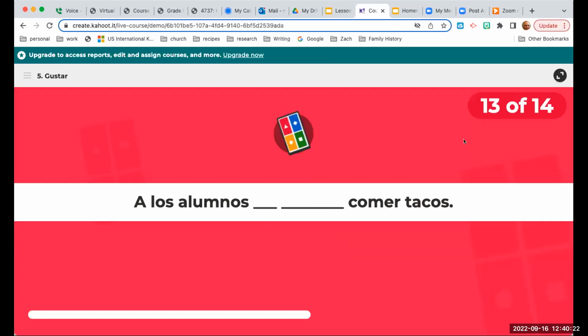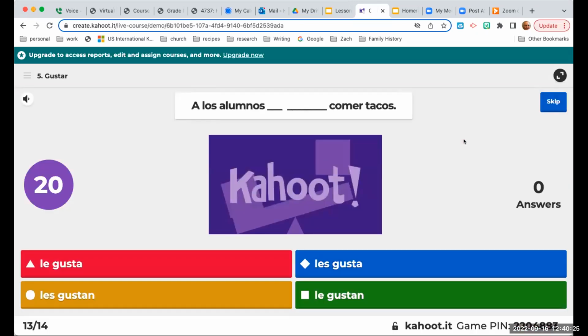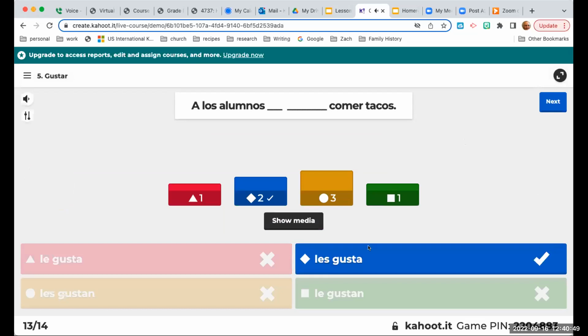A los alumnos blank blank comer tacos. Okay, so we've got two words here. Is it le gusta, les gustan, les gusta, or le gusta? And this was a tough one. The answer was les gusta because les refers to los alumnos, they, and then gusta because it's before the verb comer. So les gusta comer tacos.